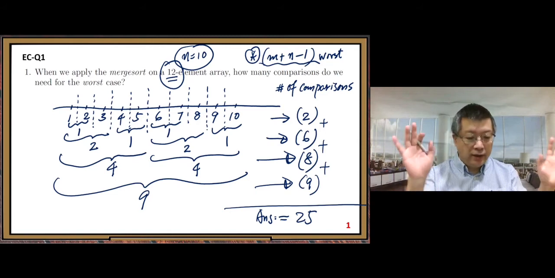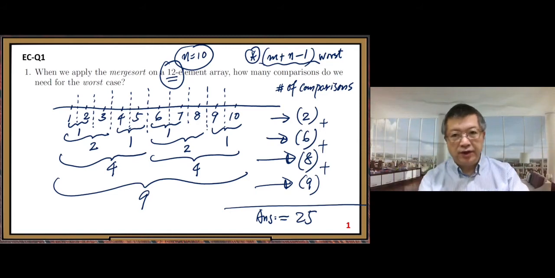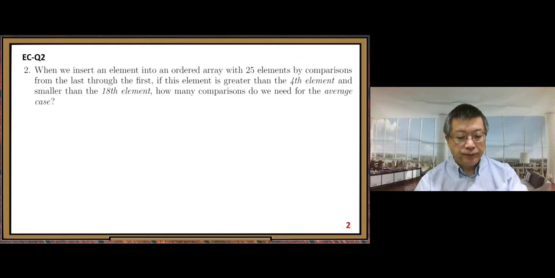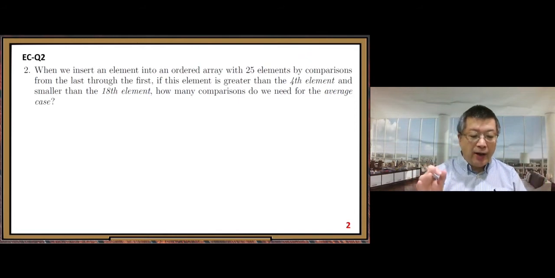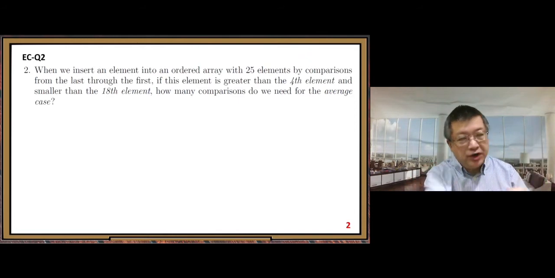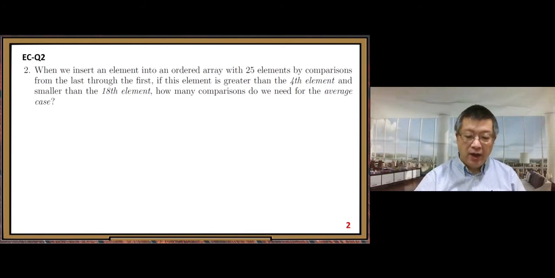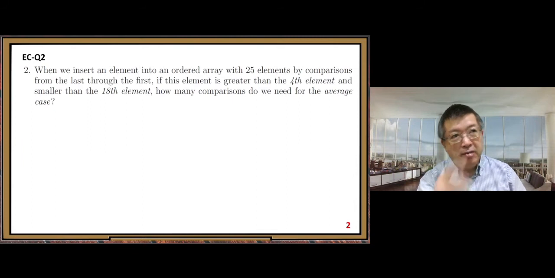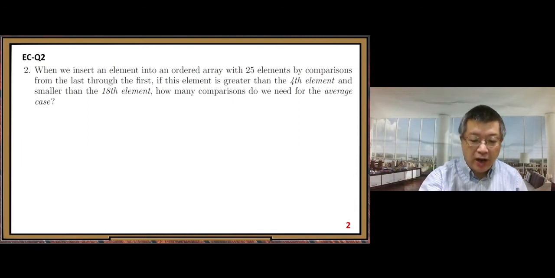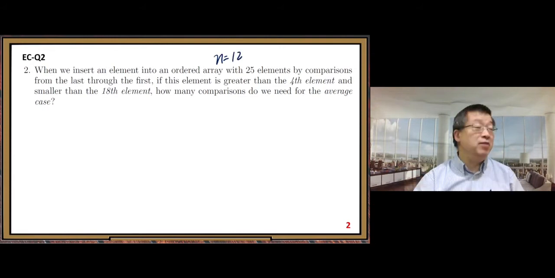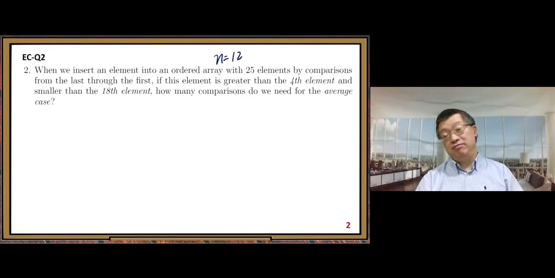All right, that's the first question. The second question. Now, this one is related to the insertion step, but I want to calculate average case number of comparisons. The question, we have 25 elements. In my example, how about I try n equals 12 elements, right? 12 elements.